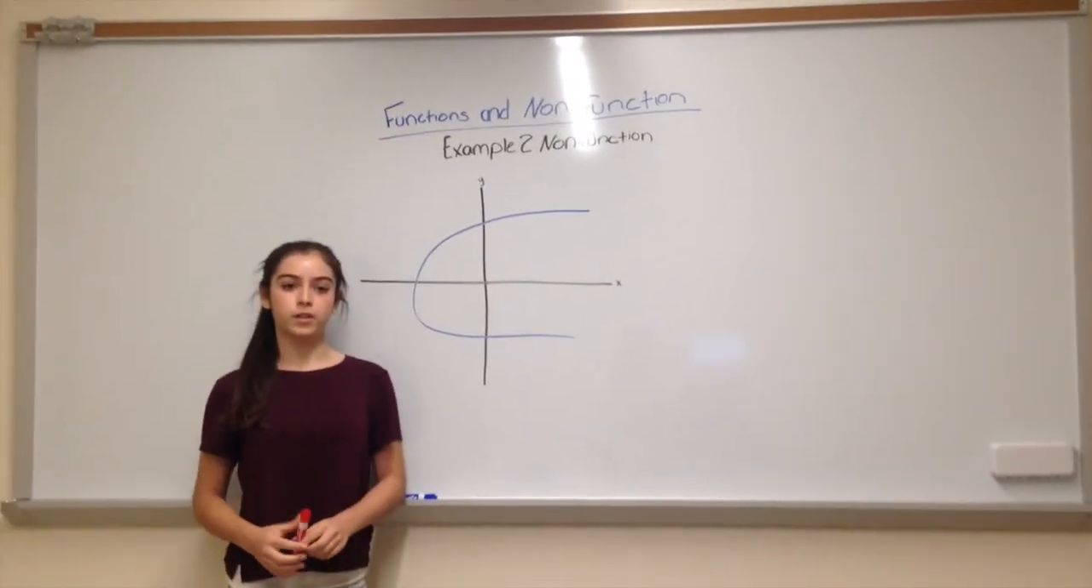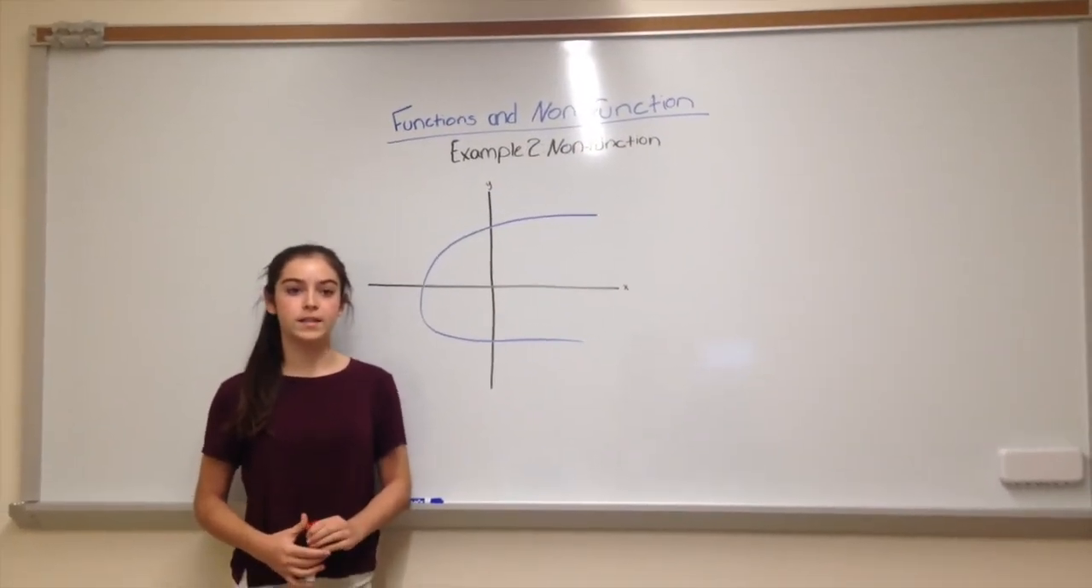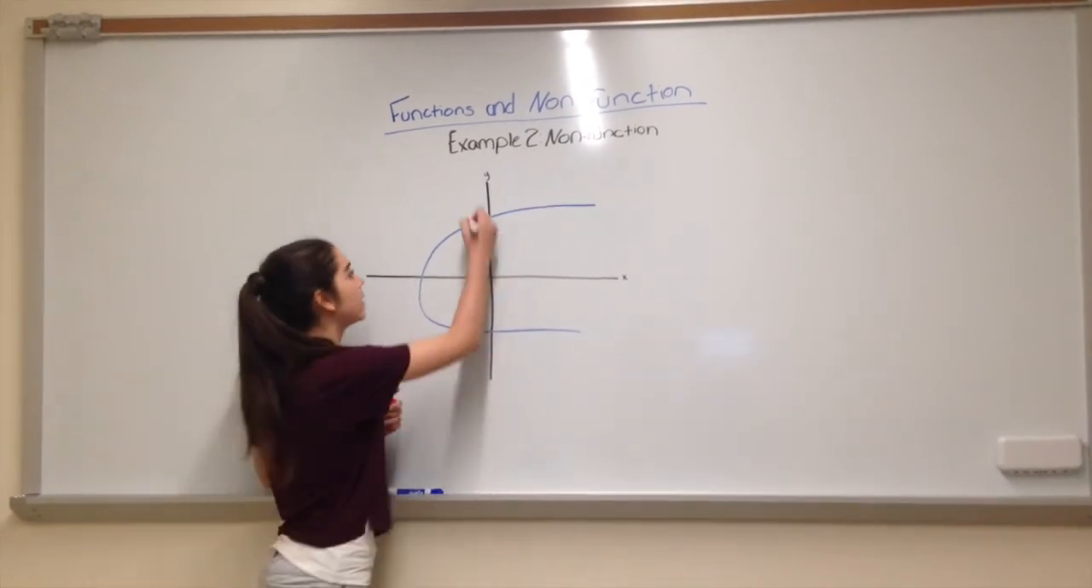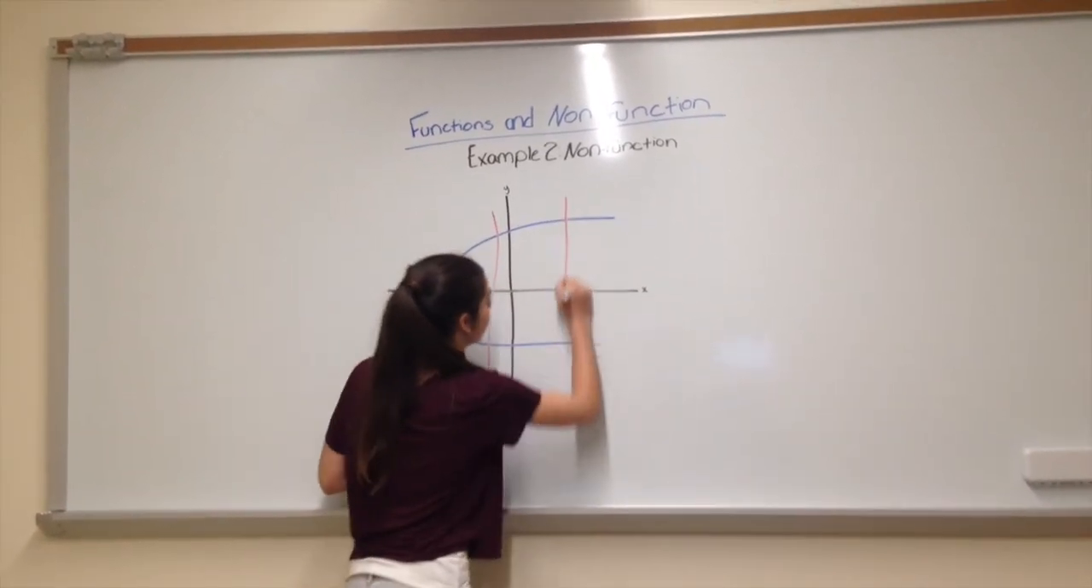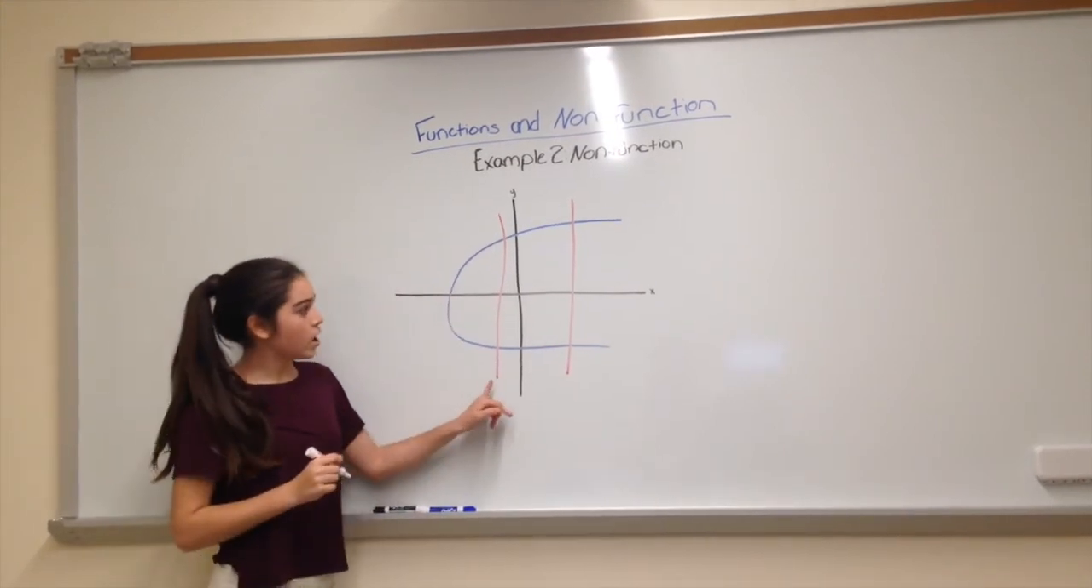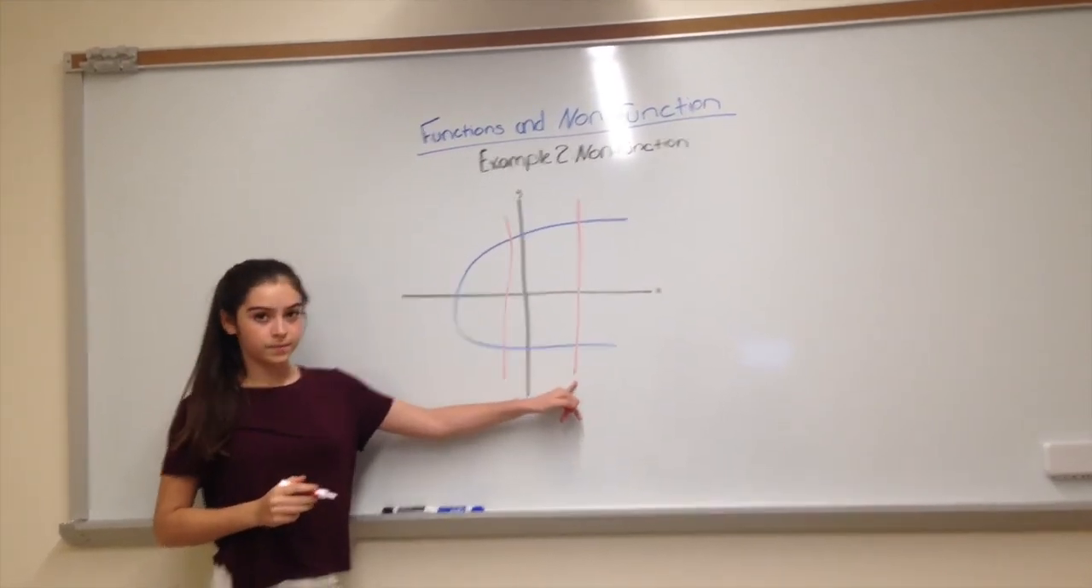This graph is not a function because if you use the vertical line test and draw a vertical line on each side, as you can see, it intersects more than once.